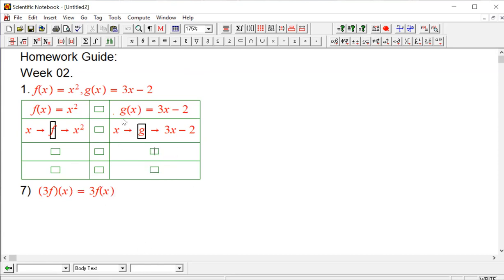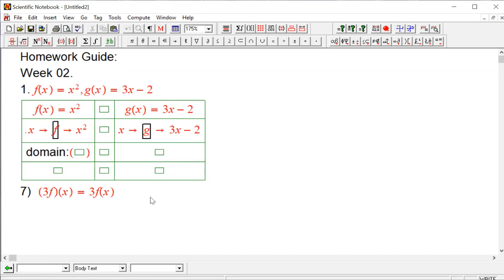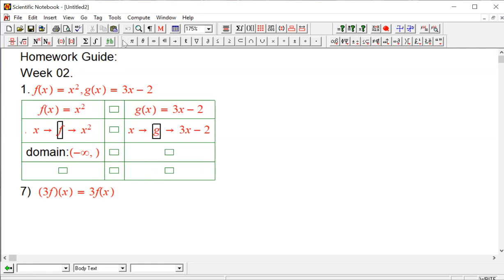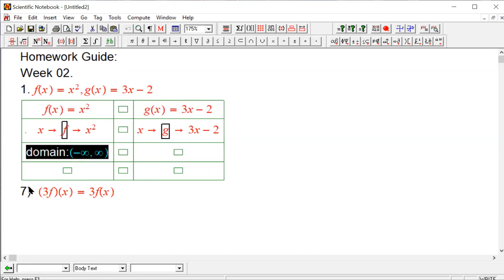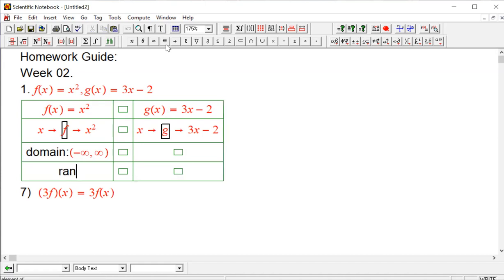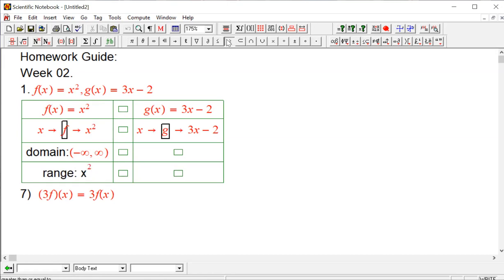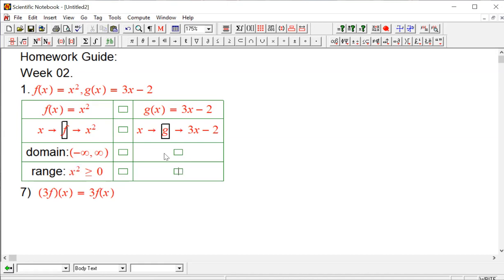Rule-wise, the domain for x squared is all real numbers, and the range is non-negative numbers. So we can write it down, just be aware of them. The domain is all real numbers, and the range is x squared at least 0. So we have domain and range covered. On the other one, the domain is all real numbers, and the range is also all real numbers, because that's a straight line.